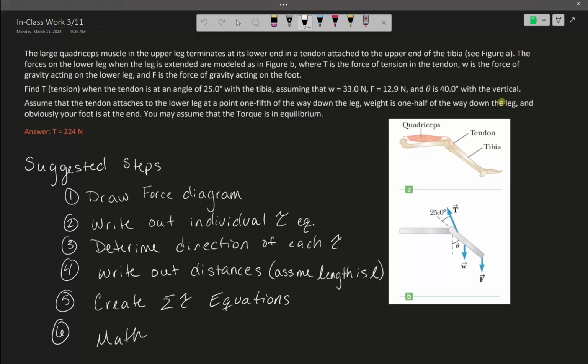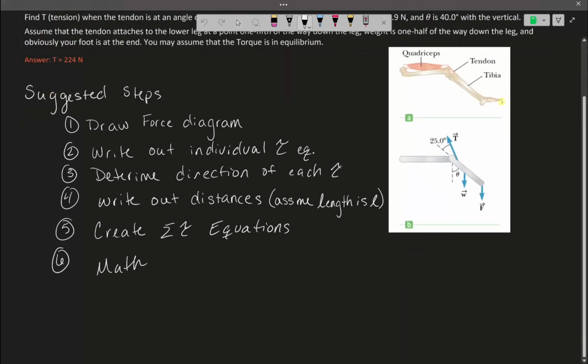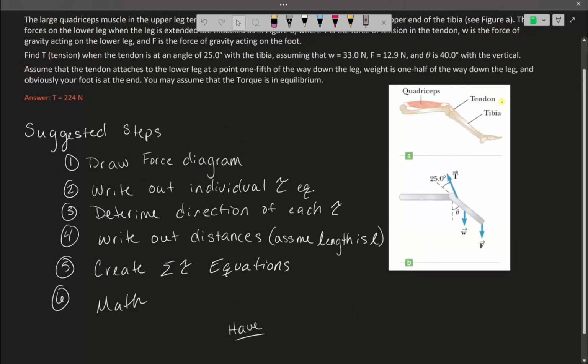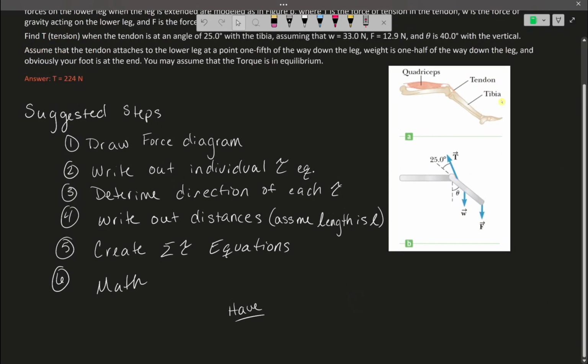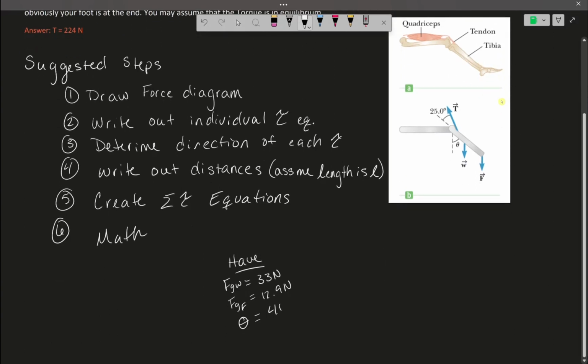Find the tension when the tendon is at an angle of 25 degrees with the tibia. We are going to assume that W, or the weight of the leg, is equal to 33 newtons. The weight of the foot is the force of gravity due to the foot, equal to 12.9 newtons, and theta is 40 degrees.